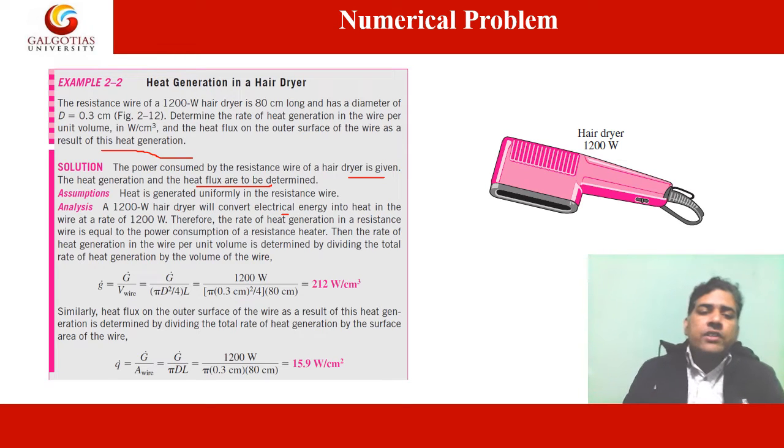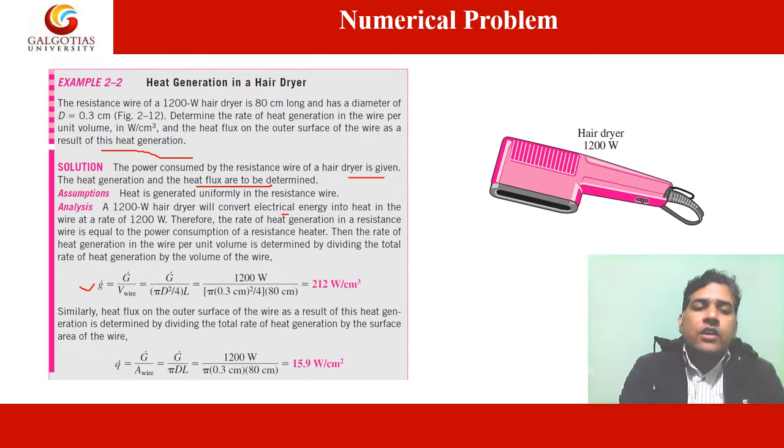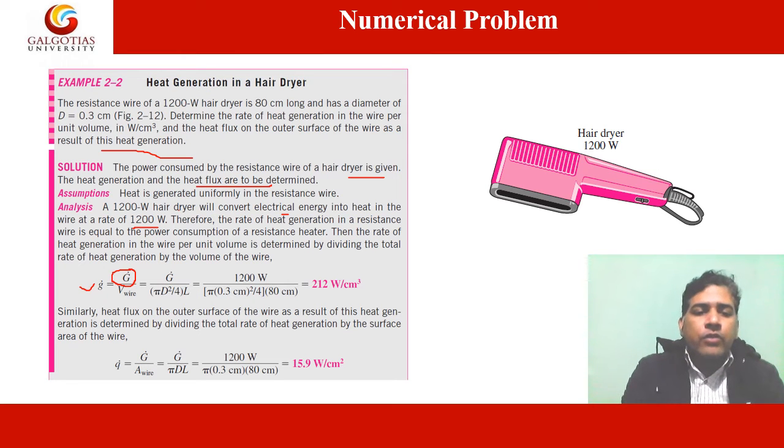Okay, so this is the rate of heat generation. We have to find the rate of heat generation in terms of watt per centimeter square. This is the total heat it can generate, which is basically 1200 watt. This is the amount of heat that this hair dryer can generate, and this is the volume, and we have to find the volume of the wire.